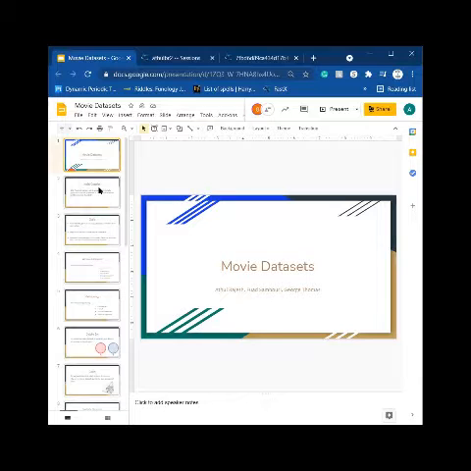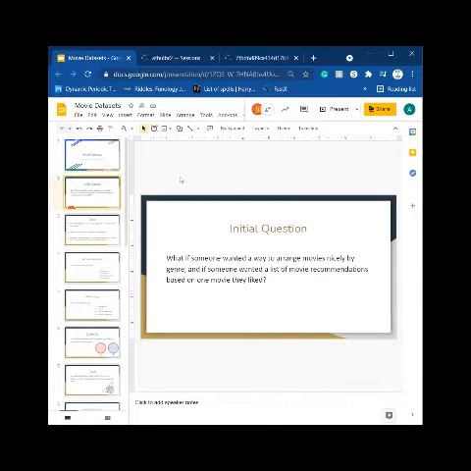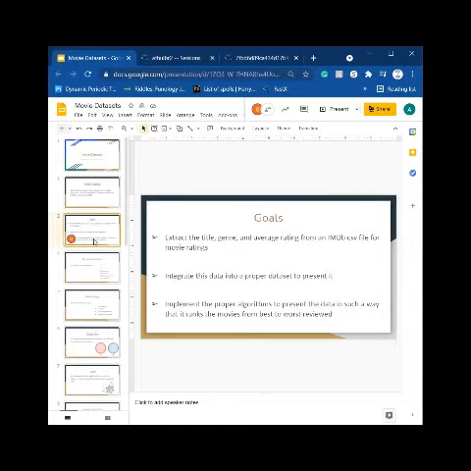So our initial question was, we essentially wanted to arrange movies so that it would be easier to access for people. So we just wanted to figure out what the best way of arranging movies by genre and recommendation would be. Our goals when we started working on this project were to extract the title, genre, and the average rating of the movies from an IMDb file.